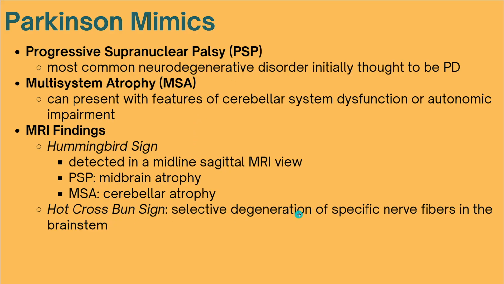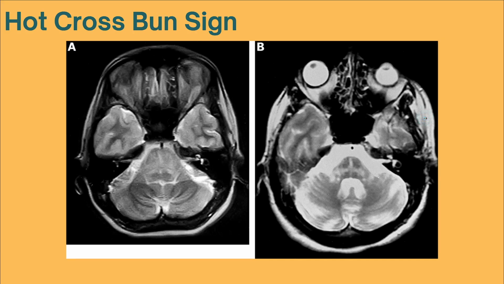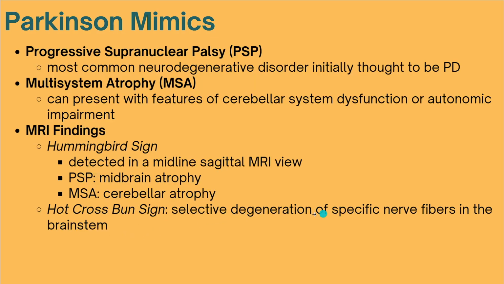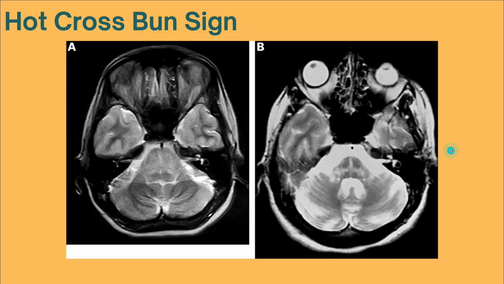And then you also have the hot cross bun sign, which is specifically more for multiple system atrophy. This refers to the degeneration of specific nerve fibers in the brainstem. So this is a superior MRI. You can see here, there's not much pigmentation, but here you could clearly see the hot cross bun. It looks like bread, right? That's why it's called hot cross bun.